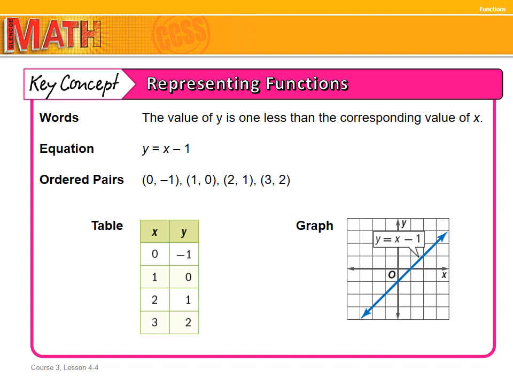Brief stop for representing functions, our key concept. So in words, the value of y is 1 less than the corresponding value of x. So this is the way functions can be represented in words. This word problem can be represented in an equation, y equals x minus 1. And we can have ordered pairs from the table, and then we graph them. So there's 5 different ways to look at a function.